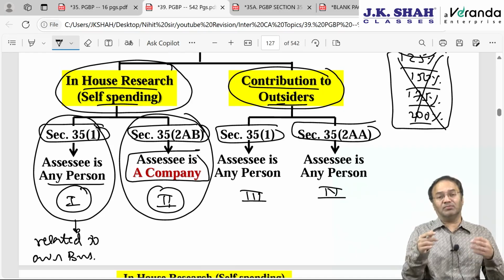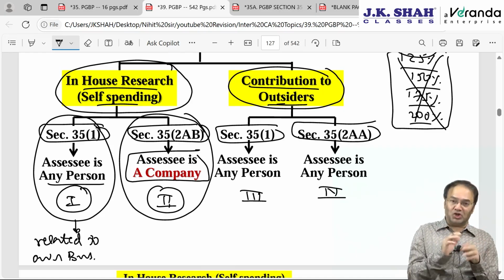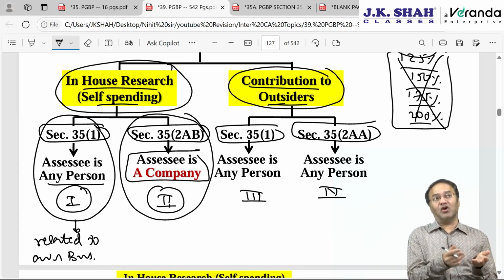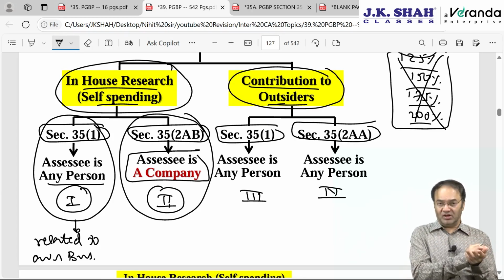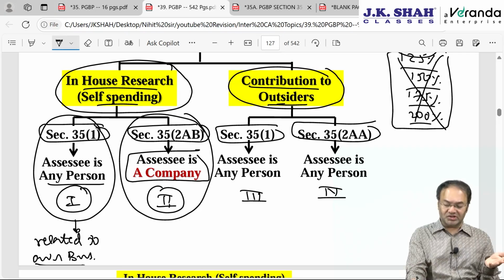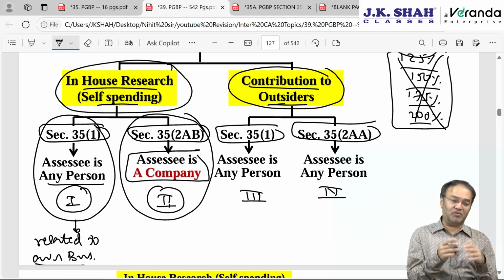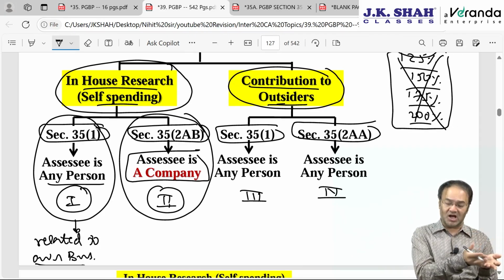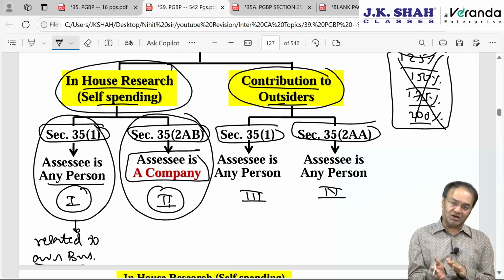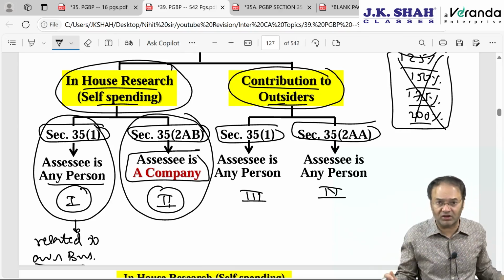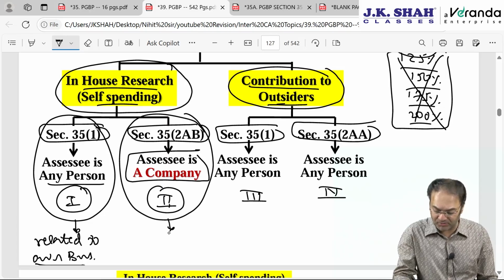Suppose there is a company called Toyota. Toyota is into manufacturing of cars. Tomorrow if they spend money on R&D for manufacturing aircraft, then that is not related to their own business. If they spend money on R&D related to car manufacturing, instead of petrol cars, they do R&D for hydrogen cars or water-based cars, then it's okay. Then it is R&D connected to own business. But if it is spent on aircraft manufacturing, then it is not connected with the own business. Deduction will not be admissible.